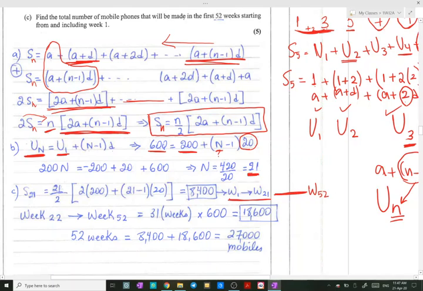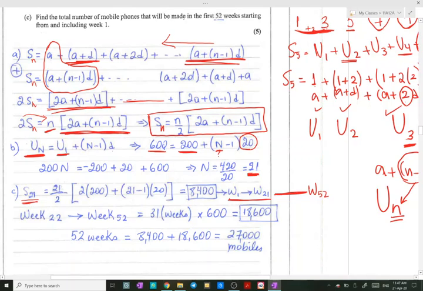So in here we found the sum of the 21 weeks, which is 8,400 mobile phones. Then from week 22 till week 52 the production was constant, which is 600. Therefore we multiply 31 weeks times 600, we get this amount. We add them up together, so we get the total number of mobiles produced from week 1 till week 52.